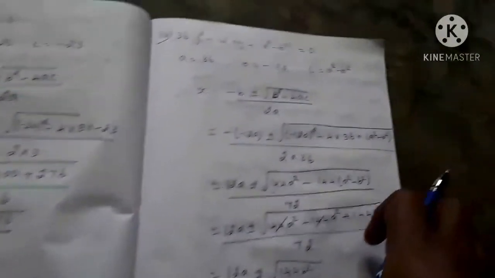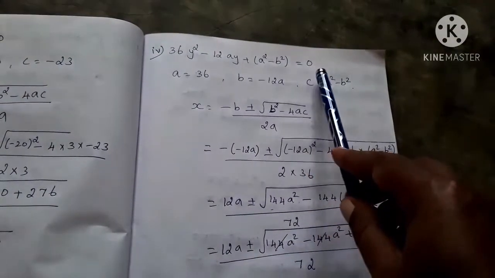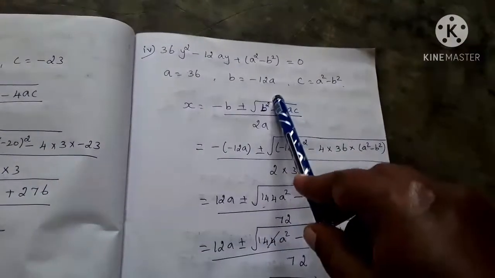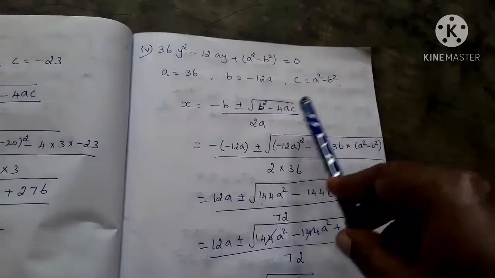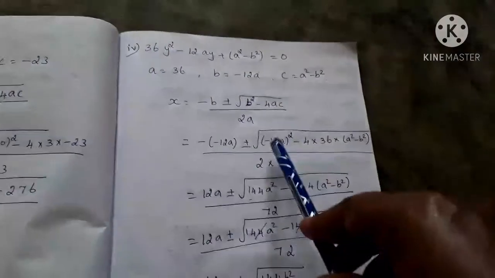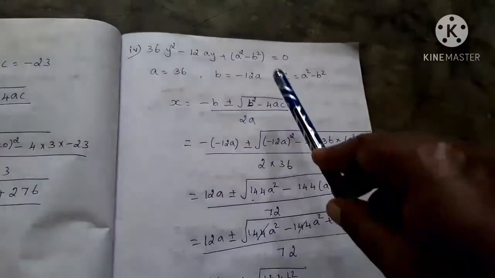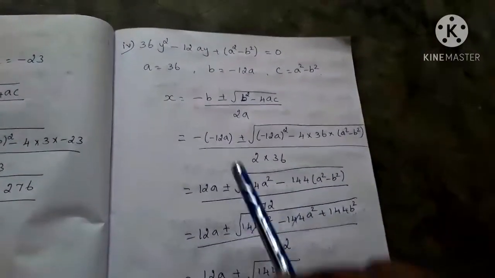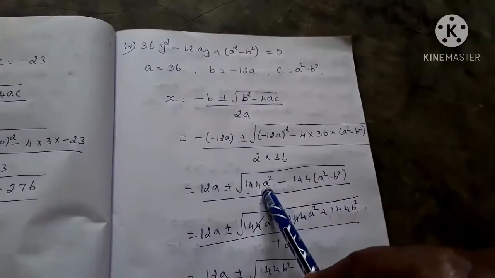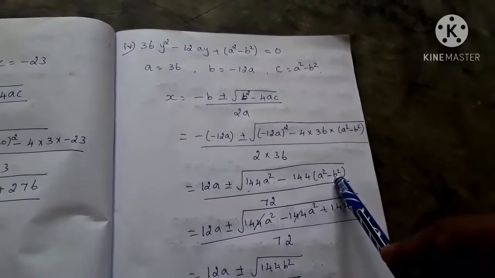So the fourth one is 36y² minus 12ay plus a² minus b² is equal to 0. So a is 36, b is minus 12a, c is a² minus b². So minus b is 12a, plus or minus b squared, which is minus 12a the whole square, minus 4 into a, which is 36, into c, which is a² minus b². 12 12s are 144a² minus 4 into 36, 144, into a² minus b².